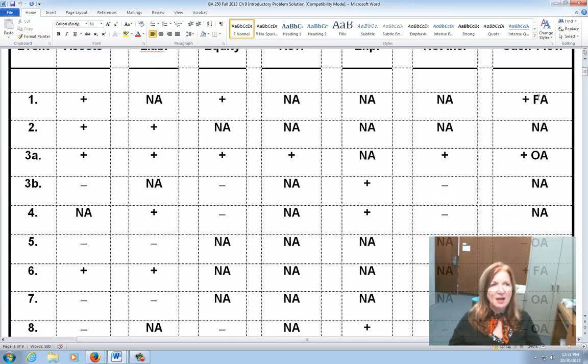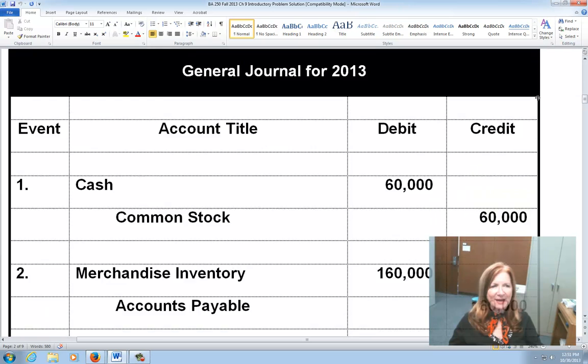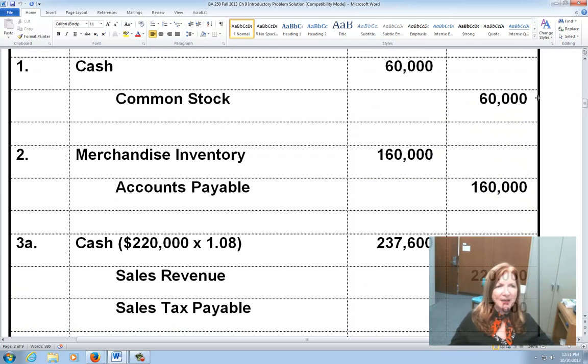So we have this analysis of these transactions in order to know what we expect to have happening. Now, when I get to these transactions, for number 1, started with received $60,000 in cash. So cash is an asset, it's going up. I'm going to debit that asset to increase it. Common stock is an equity account. It's going up because I sold more common stock, so I'm going to credit common stock to increase it. Both the debit and credit are for $60,000.